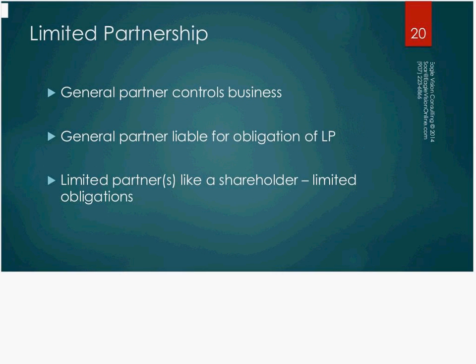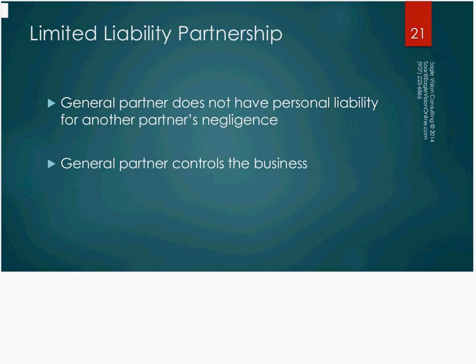Okay, next one is limited partnership. The general partner controls the business. The general partner is liable for the obligations of the LP. And limited partners are like shareholders. They have limited obligations. So in this case, you have one person who is calling all the shots, but also that person has all the liability that they're carrying for the partnership.